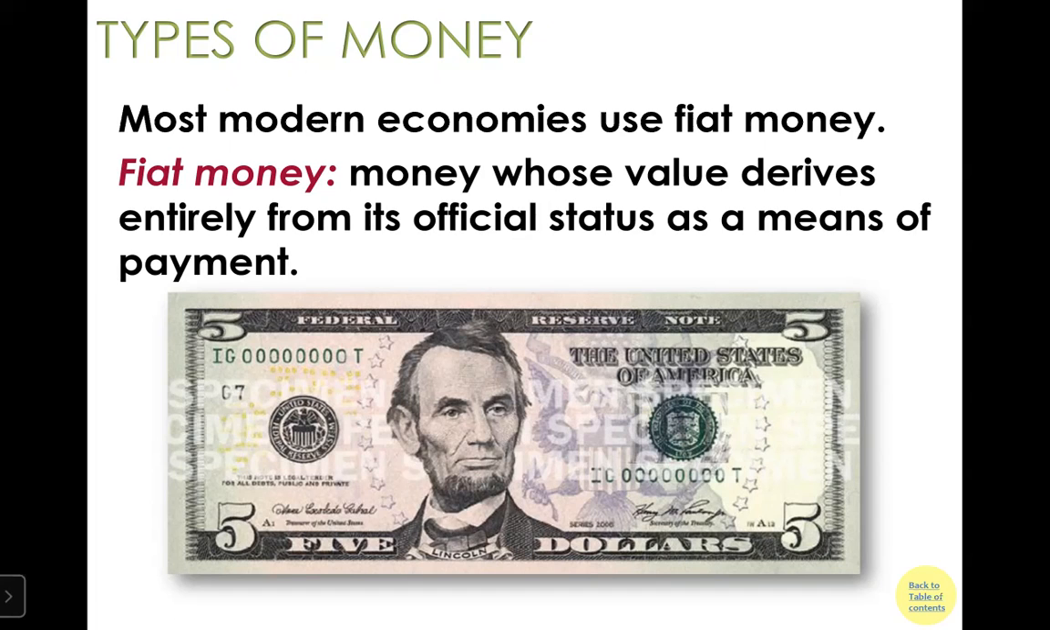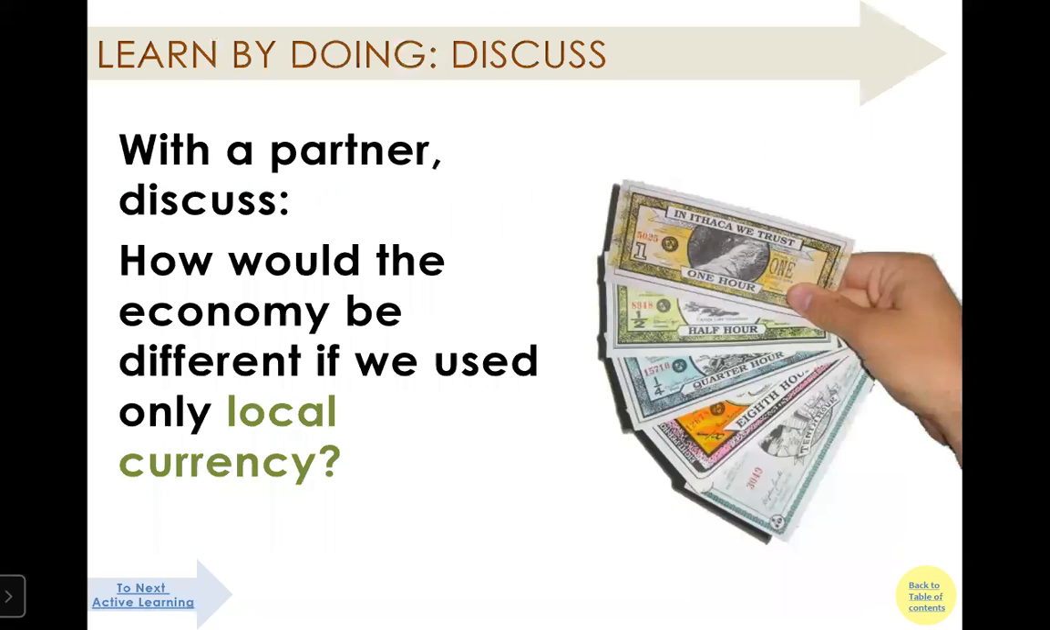If you read this carefully, essentially it just says everyone must accept this money, right? So there's an official status for this money. It's different from commodity-backed money, because with commodity-backed money, you need to have a certain amount of commodity to back this money, right? So that's the difference.